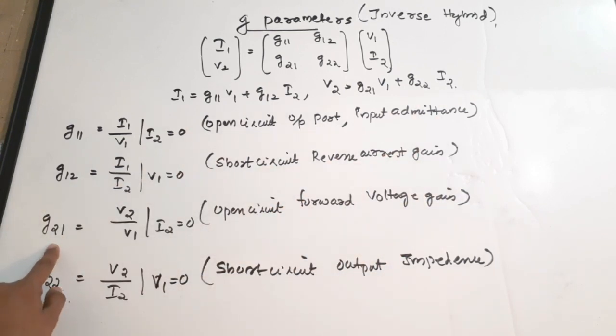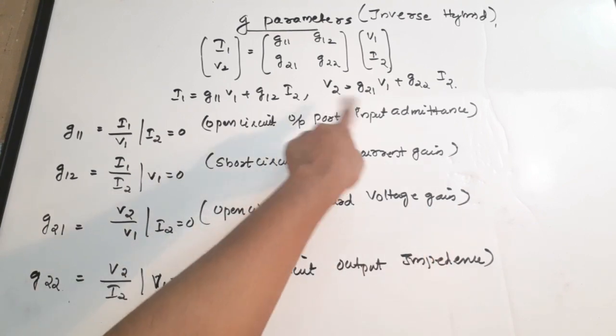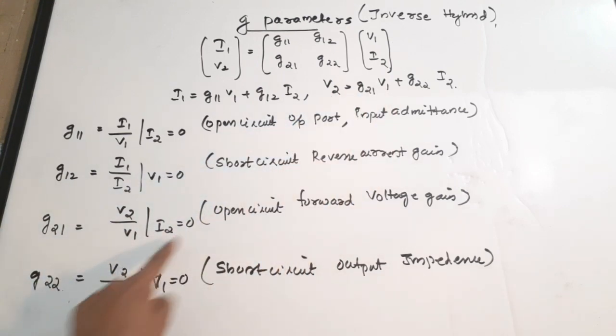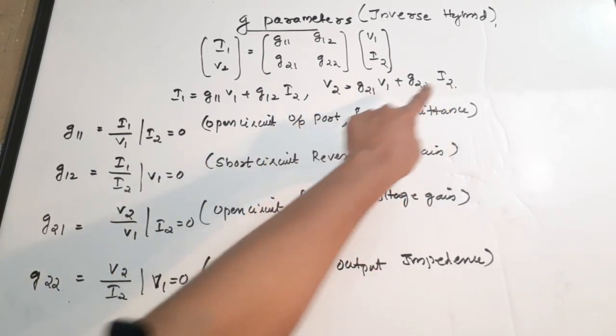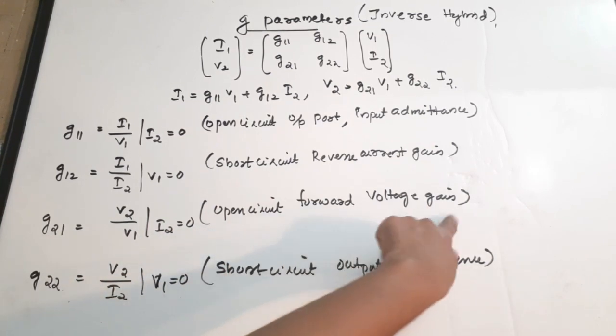Next, G21 is equal to V2 by V1. V2 by V1 means it is the voltage gain. It is not reverse, it is forward voltage gain. And we are going to make I2 equal to 0. So it is an open circuit forward voltage gain.